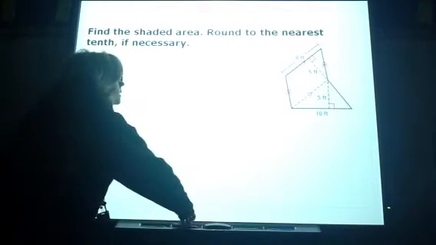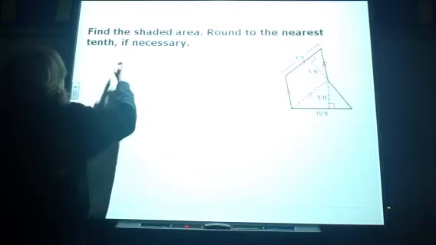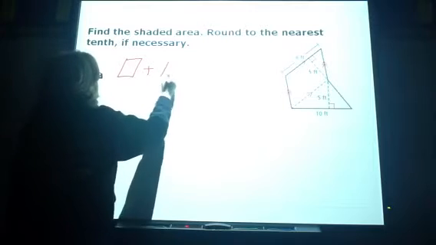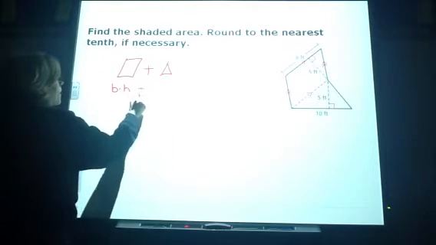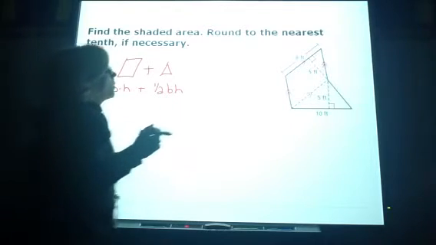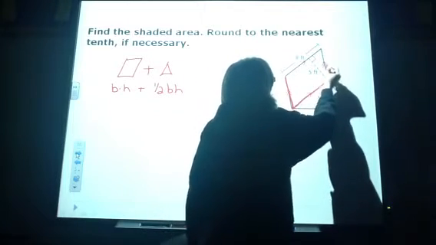Okay, same thing. I see a parallelogram and I see a triangle. The parallelogram is your base times your height. Your triangle is half of your base times your height. So let's go over here and identify. Here's the parallelogram that I see.